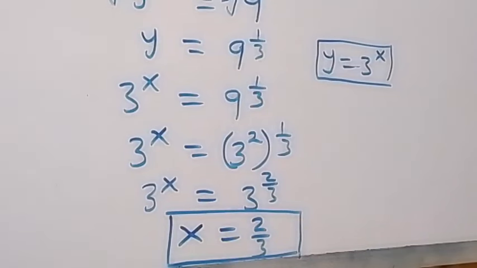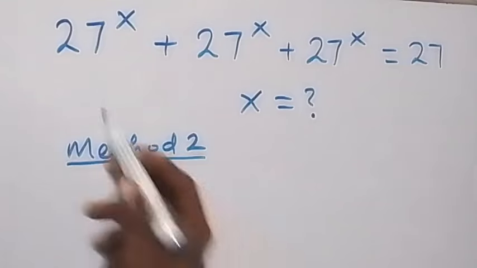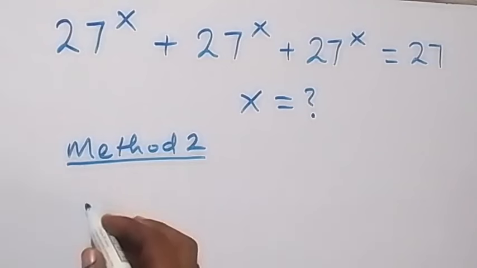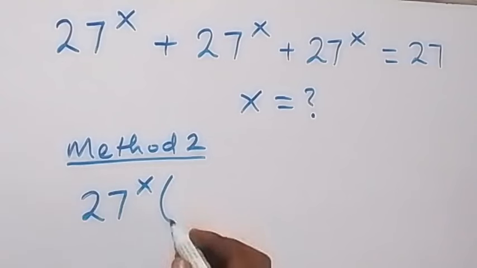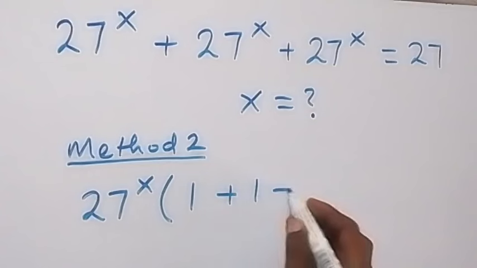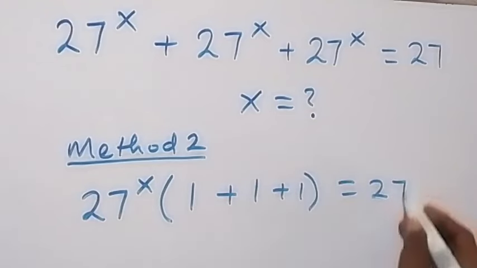Then let's look at the second method. From what we are given, we can factor 27 raised to the power x out, and that means we have 27 raised to the power x in brackets, 1 will be left, plus 1 plus 1, then equals 27.